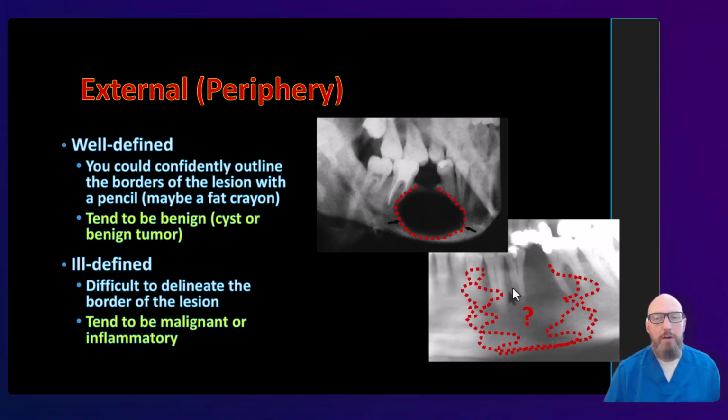But why does this matter? Well, because the border tells you about the behavior. A well-defined lesion is slow growing. The bone has time to react, to lay down new bone, to lay down a cortex, to wall off the lesion, and those tend to be benign, a cyst or a benign tumor. Whereas an ill-defined lesion tends to be growing fast. The bone hasn't had time to react to lay down that cortical border, and so those tend to be malignant or sometimes an aggressive inflammatory process. So it means a lot.